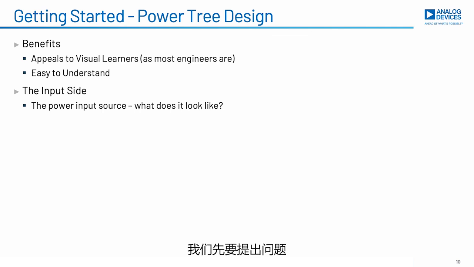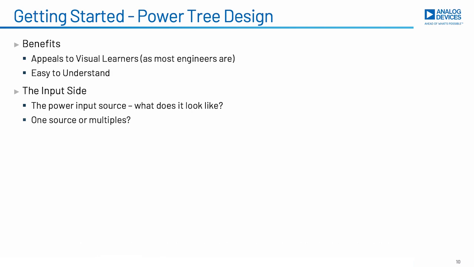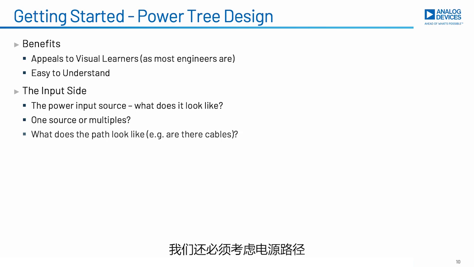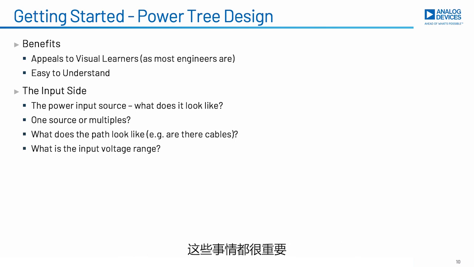So we have to ask questions. What is your input power source? What does it look like? Is there one source or more than one? Is there redundant power? Some applications have redundant power supplies in case one dies or goes offline for some period of time. And we also have to consider the power path. How does the power get from the power source to the input to our circuit? And are there cables involved? All of that is important.